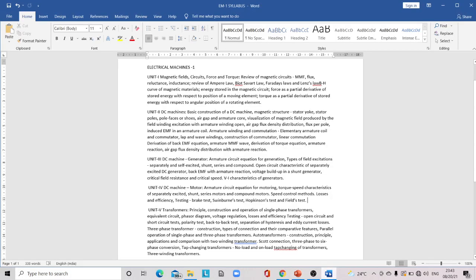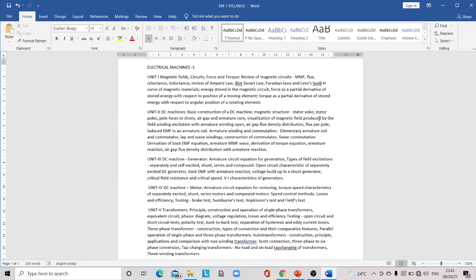In the previous classes we have seen the 3 units. In the first unit we have seen the review of magnetic circuits, where we saw the definitions of magnetomotive force, magnetic flux, reluctance, inductance, and a review of Ampere's law, Biot-Savart's law, Faraday's law and Lenz's law. These 4 laws are very basic and very useful in the study of machine subject.